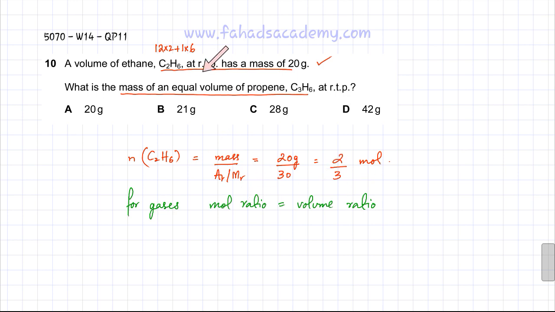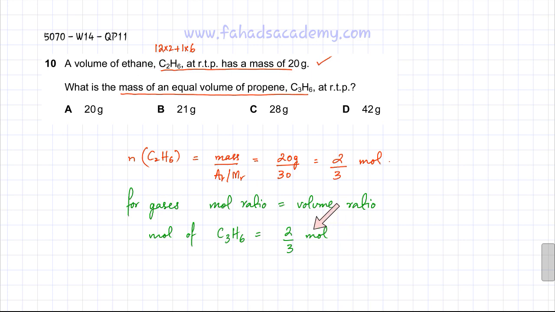So if ethane and propene have equal volumes, they're also going to have an equal number of moles, which indicates that the moles of propene, C3H6, since the volumes are equal, are also going to be the same. So the moles of propene are going to be 2 by 3 moles. Now the next thing is, we're basically interested in the mass of propene.